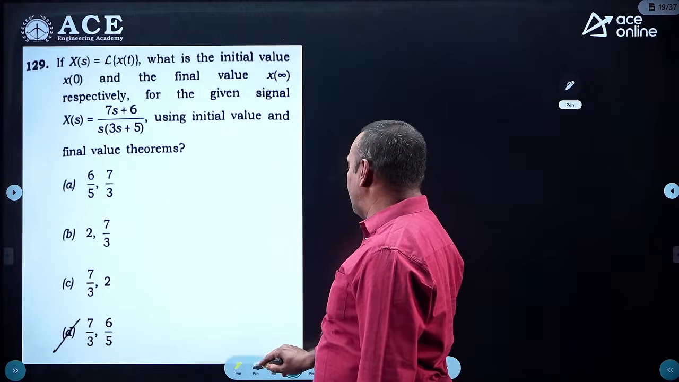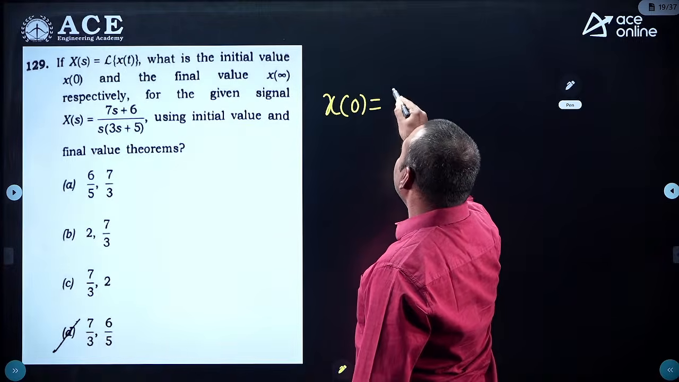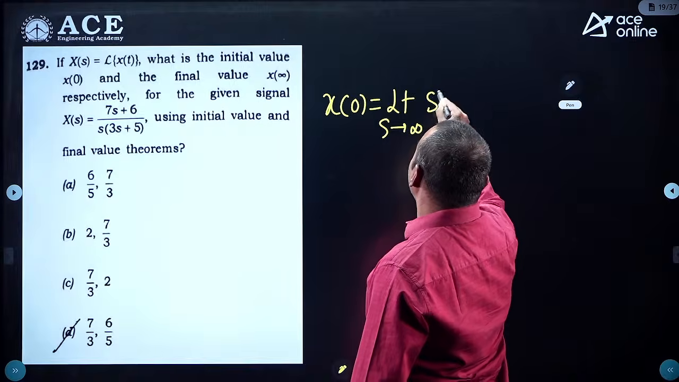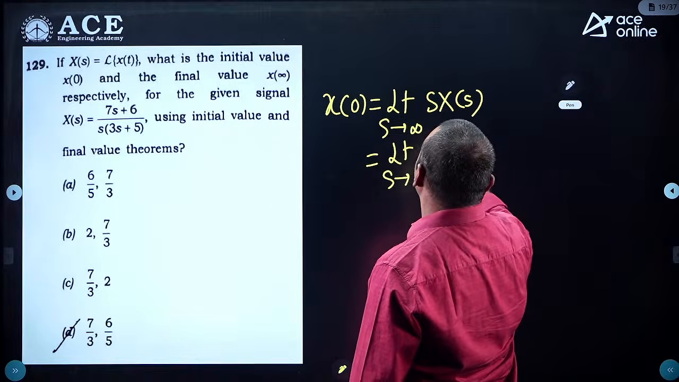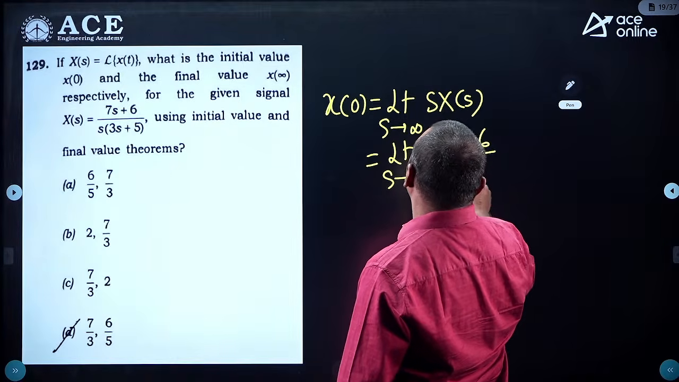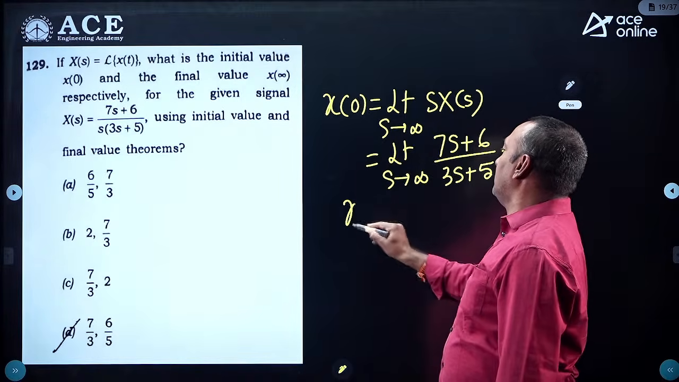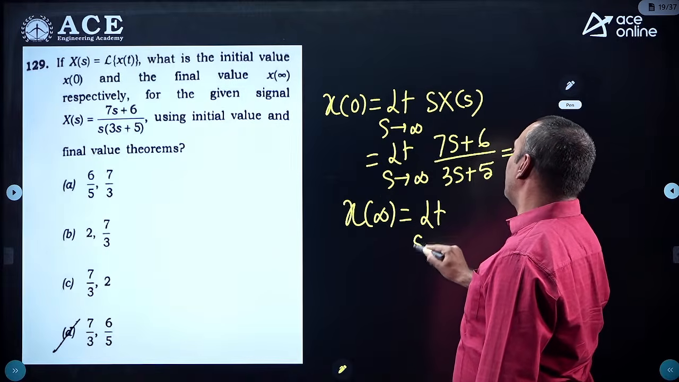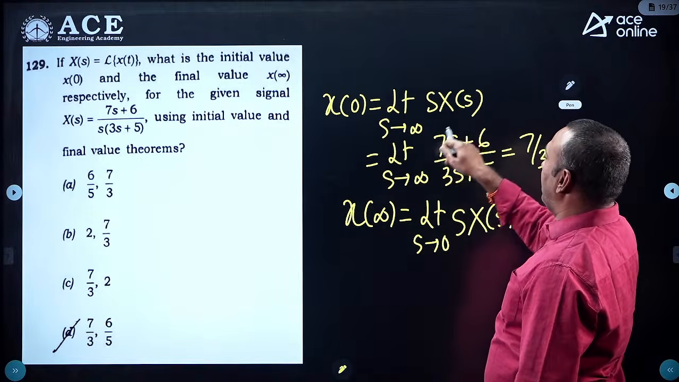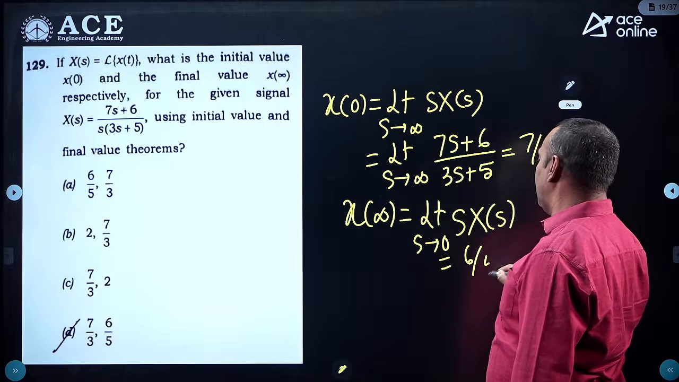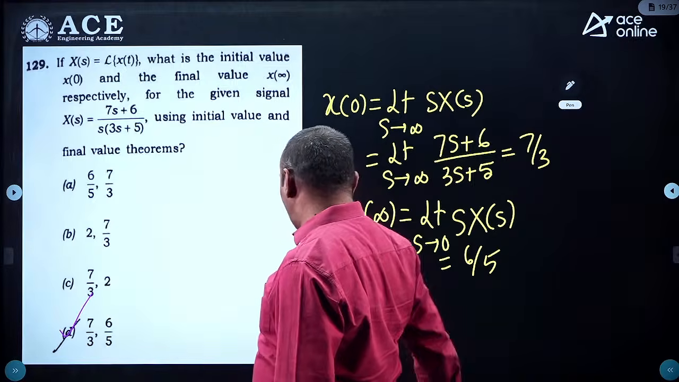By giving the Laplace expression, it is asked to get the initial and final value. Apply the theorems. What is the initial value theorem? Limit s tends to infinity, s into X of s. So, when you apply the s multiplier cancellation, 7s plus 5 by 3s plus 5, when you take s common, it is going to produce 7 by 3. When you apply the final value theorem, limit s tends to 0, s into X of s, again s cancellation, s plus 0 in the same expression, it produces the answer 6 by 5. That is what was asked, initial value and final value.